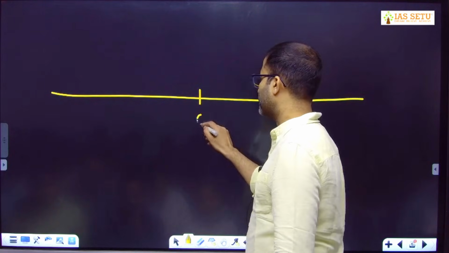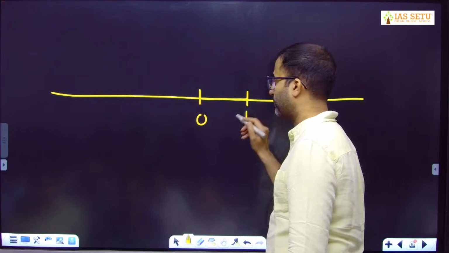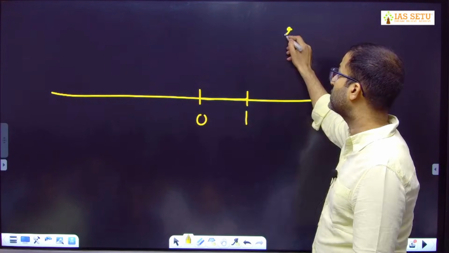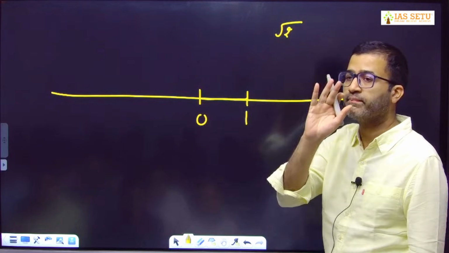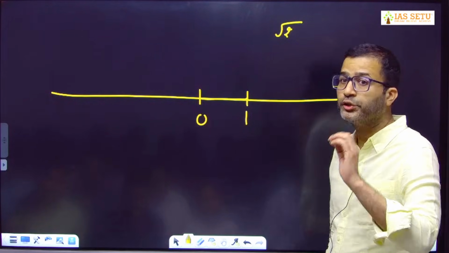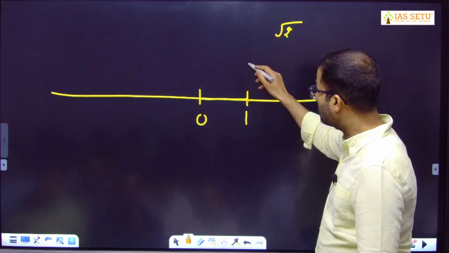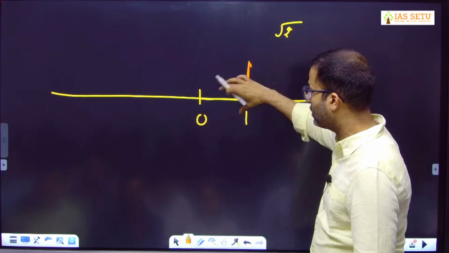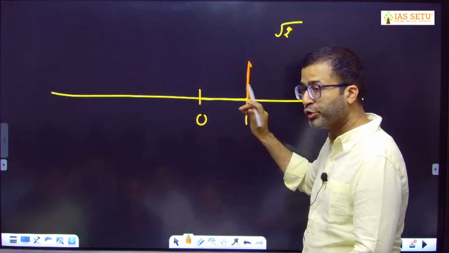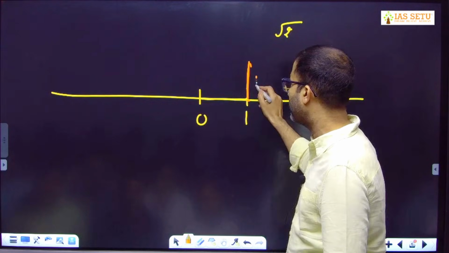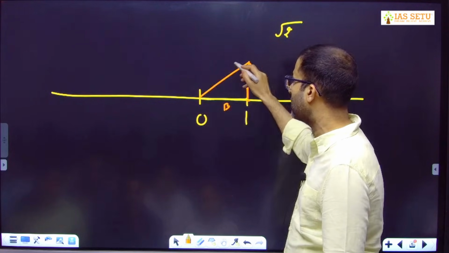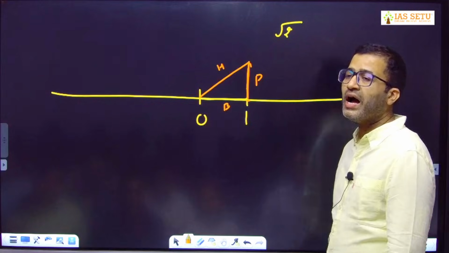Here it is 0. This is 1. How to represent under root 2 on the number line? It has been covered during school days. It was there in school days, if you studied carefully. So here this is 1. From here you put the same distance of 1. Then you take an arc. Now this is the perpendicular, this is the base, this is the hypotenuse. I will cover this later.